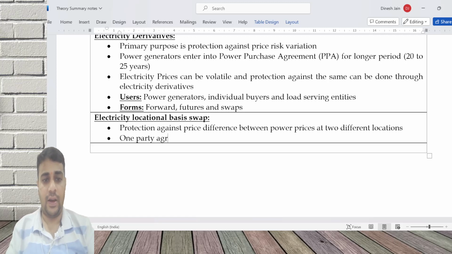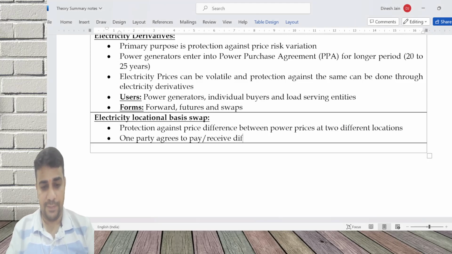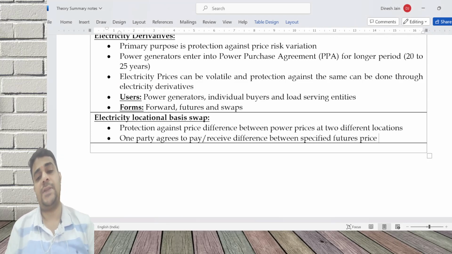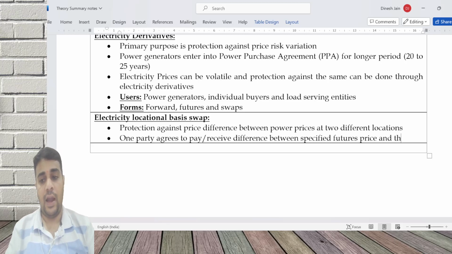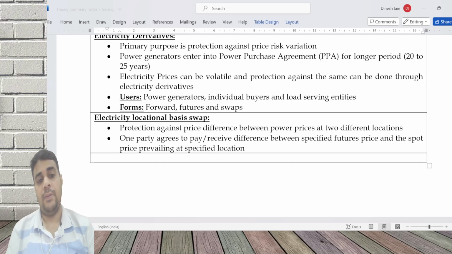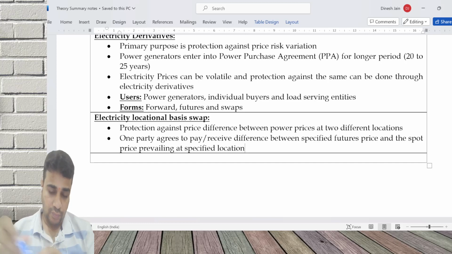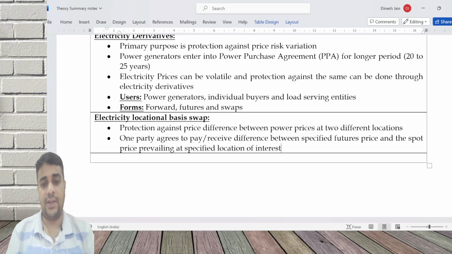One party agrees to pay or receive the difference between the specified futures price and the spot price prevailing at a specified location. You can say location of interest. I'm interested in that location.